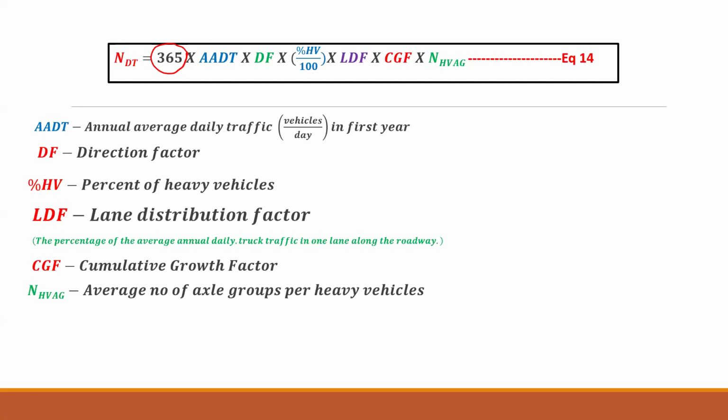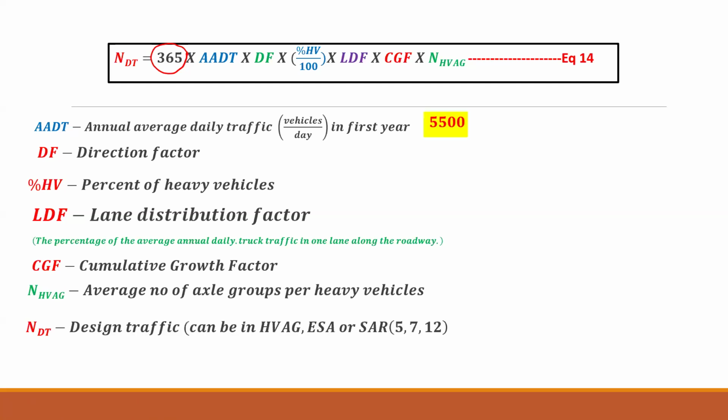Yes, we know AADT, which is 5,500. Am I right? Direction factor, do we know that? 0.5. Percentage heavy vehicles, 10%. Lane distribution factor, we don't know. We are going to find it. Cumulative growth factor also, they haven't given us, but we know 30 years, 3% growth. With that, we can find it. Average number of axles per heavy vehicle was given as 2.5. Am I right? So these are given.